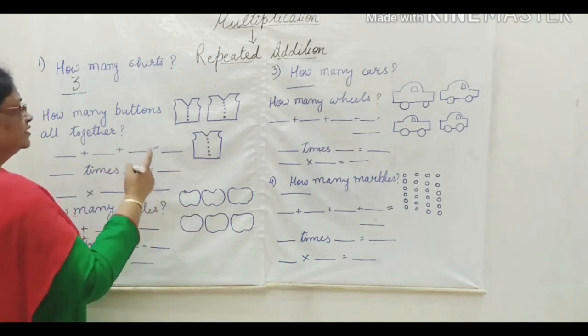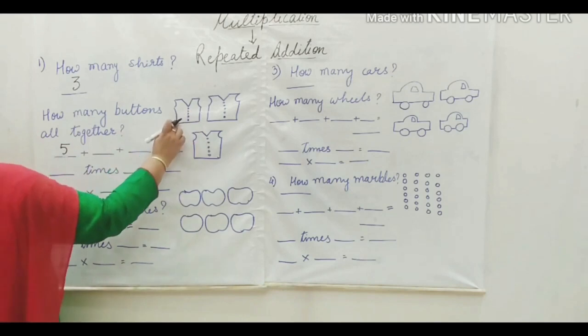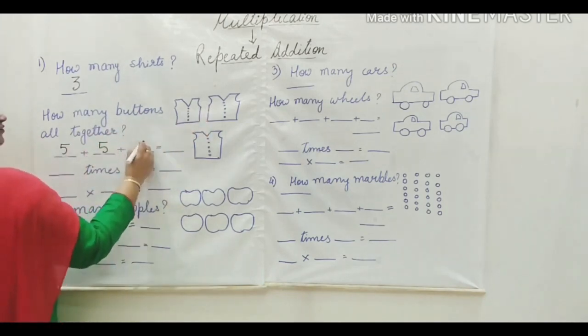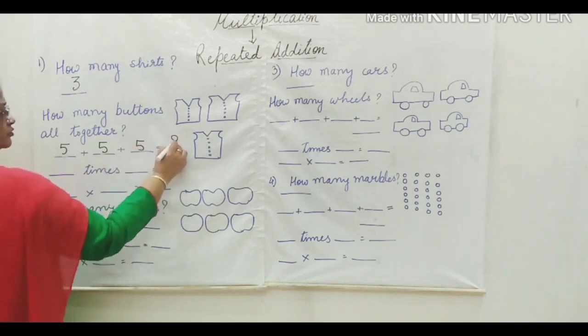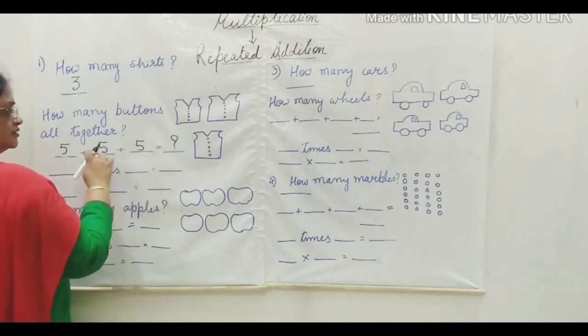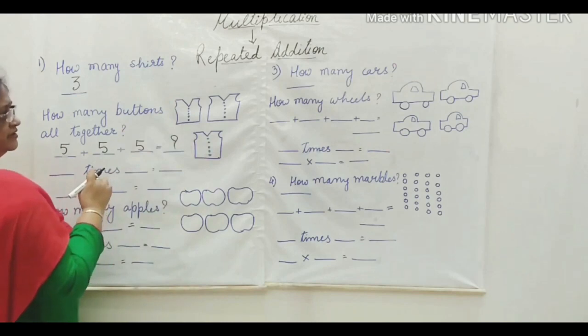So let us write this separately. 5. How many shells? 5 here, then this 5 here, and then this 5 here. Now I don't know the total. How to find out the total? Either I add it or we multiply. Let's see. So how many times 5 are you seeing here?